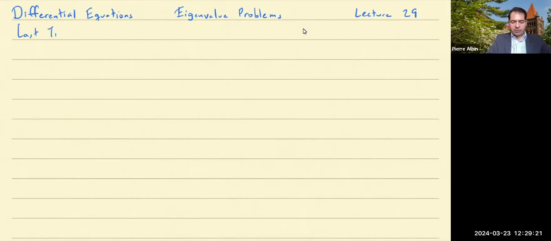Last time, we started talking about boundary value problems as opposed to initial value problems. This time, we're going to talk about families of boundary value problems.